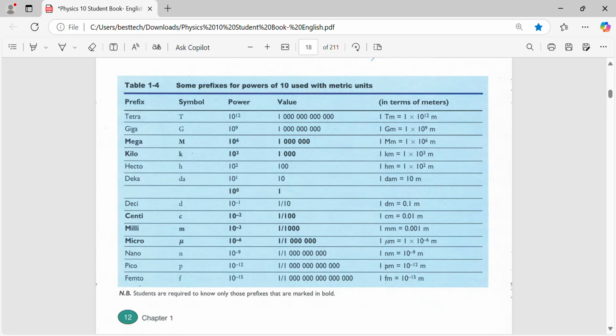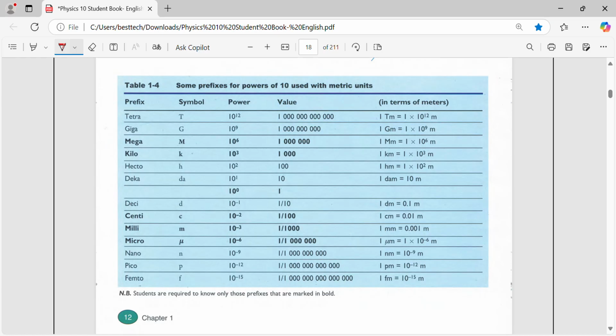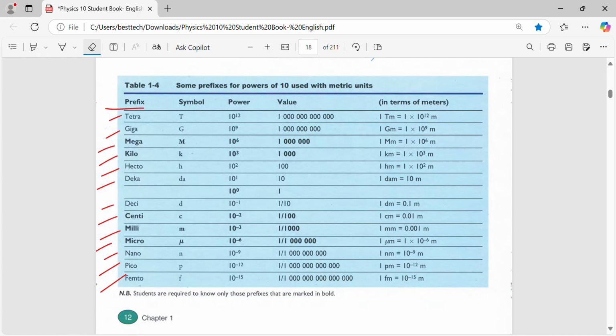Guys, we have some prefixes for the powers of ten used in the metric units. You know what prefix means? The first letters of any word. So the prefixes are: tera, giga, mega, kilo, hecto, deca, deci, centi, milli, micro, nano, pico, femto. We have even some rules, guys. Memorize them like your name, because you have a calculation or example to solve.